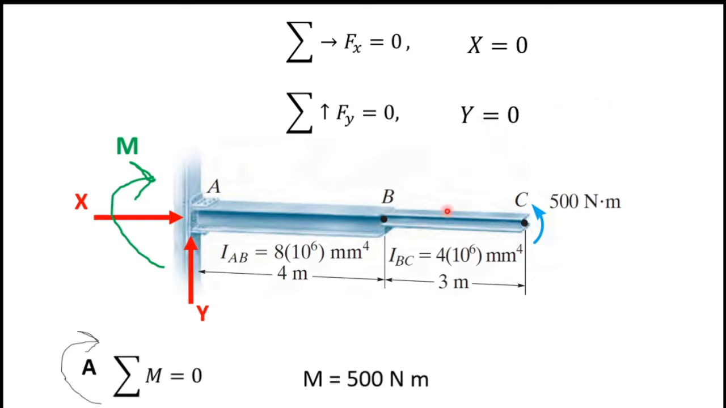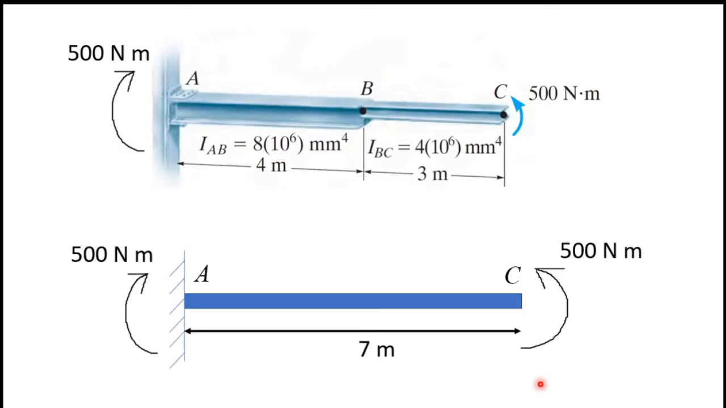Next I am going to take moments about point A in the clockwise direction. If I take moments, I will have this capital M and this 500 Newton meters. So we can say M equals 500 Newton meters. So this is the free body diagram. Next we have to draw the bending moment diagram.